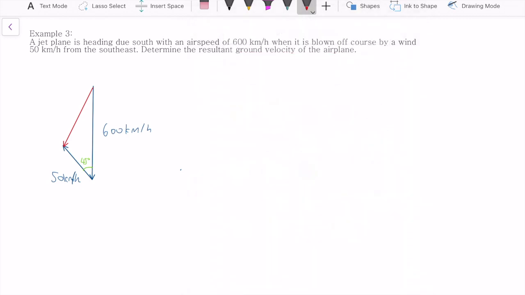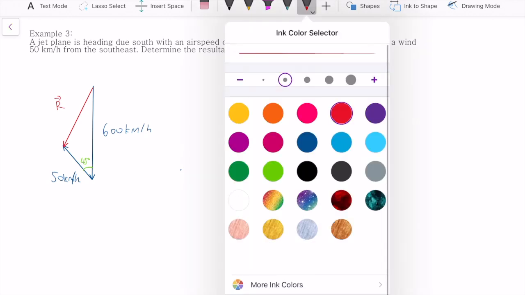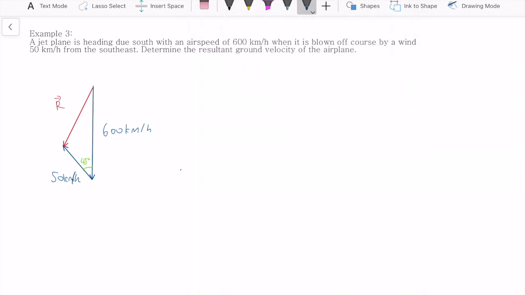And maybe we'll label this resultant. So, how would you do this question? Well, we have a lot of information. We have two side lengths and one angle. So obviously, we need to do a cosine law.